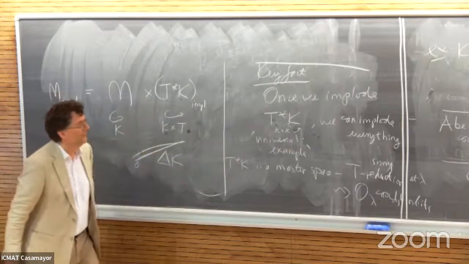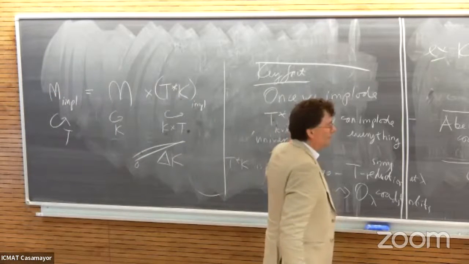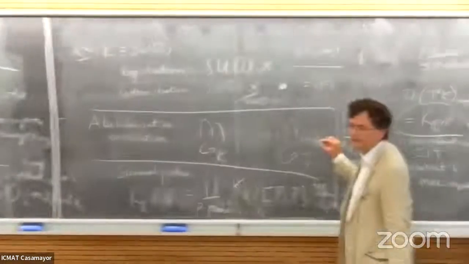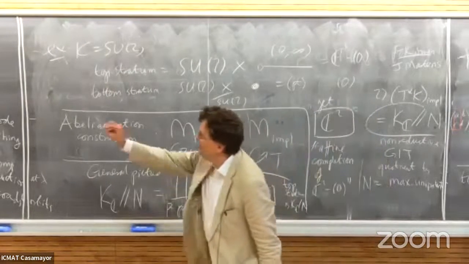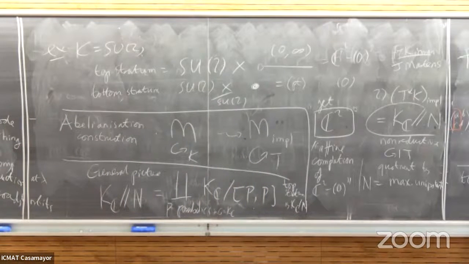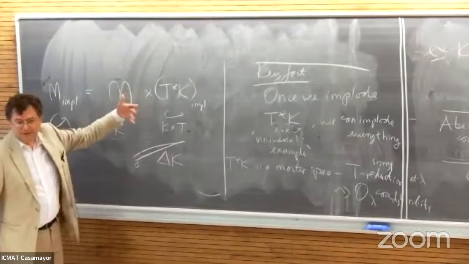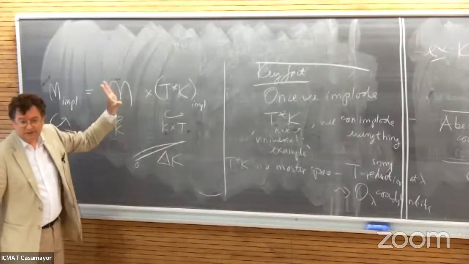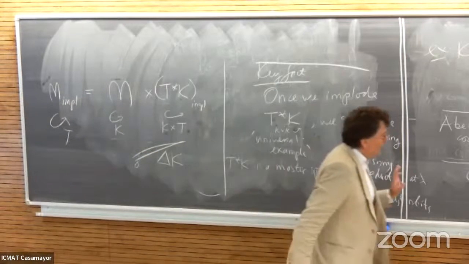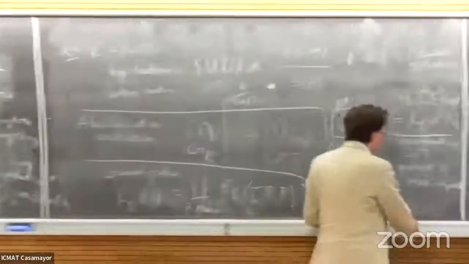So that's the sense, as I say, in which this guy is a universal example for this type of symplectic construction. Once we can implode T star K, by that formula, we can implode everything. And I don't want to get into this, but the M implosion and M are related in all sorts of very nice ways, which make precise the sense in which this is a general abelianization. Okay, that's the symplectic story.